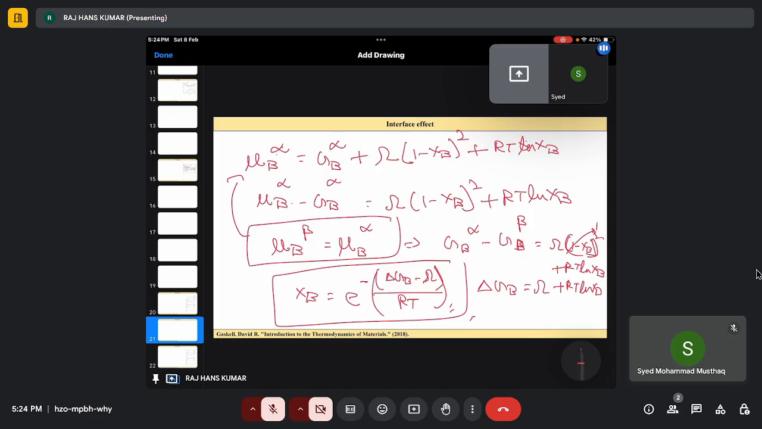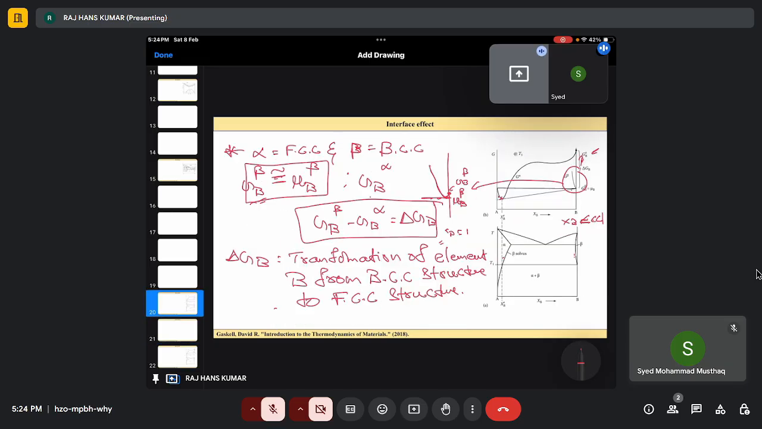Now this is how the composition changes with temperature, right? The solubility changes with temperature specifically for only this diagram. If we change the diagram again, these whole equations will change. So it is only for this one.